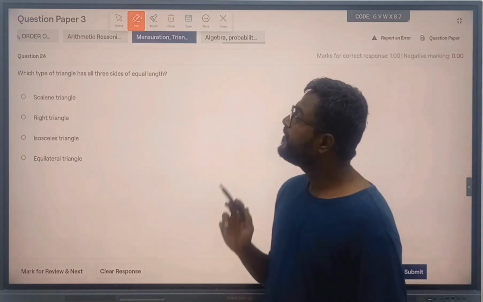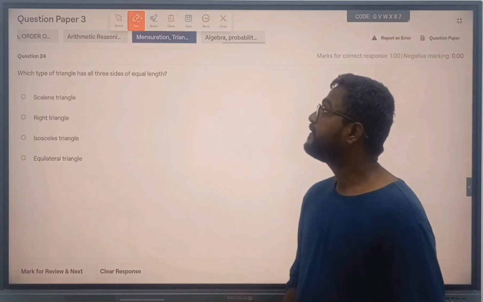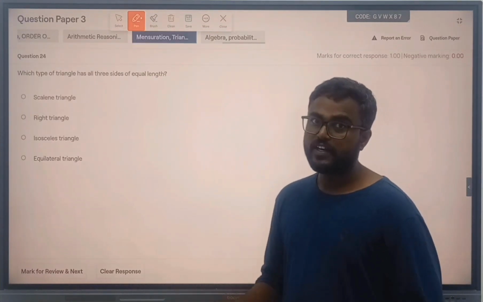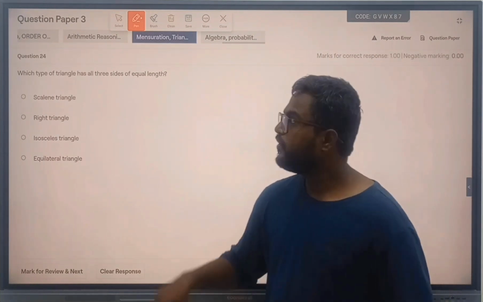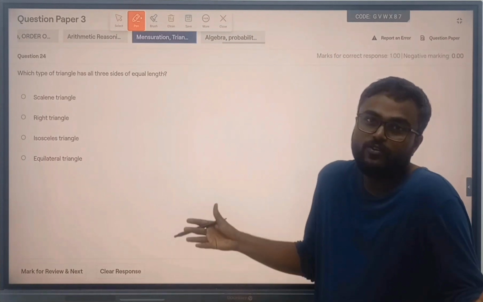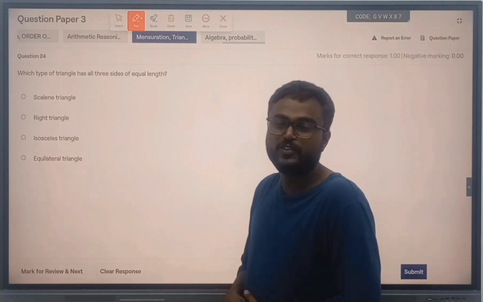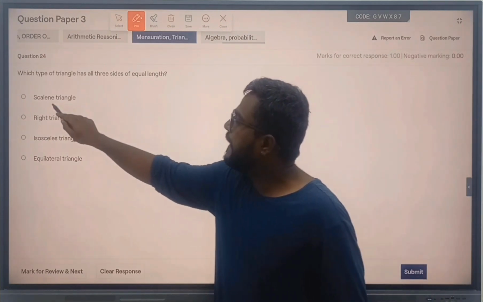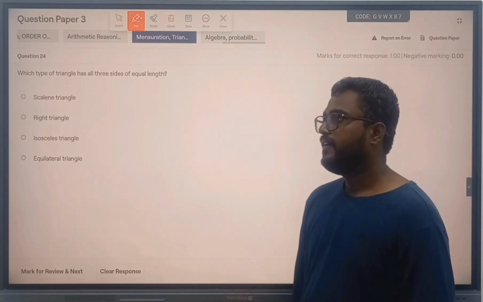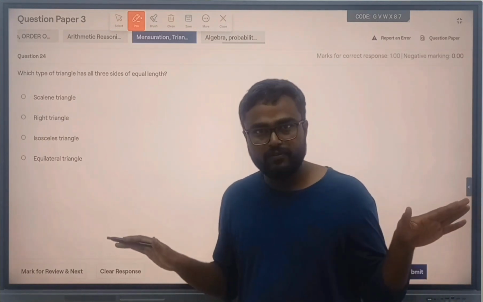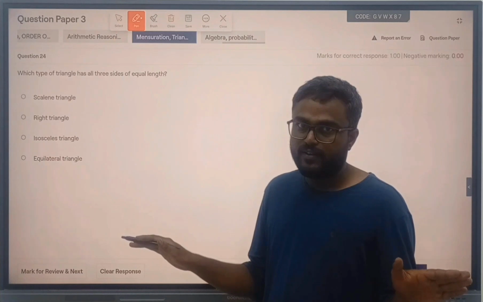Question says, which type of triangle has all three sides of equal length? That's very easy, which is equilateral triangle. But I'm going to explain to you about all the triangles because we got the chance because of this question. Okay, scalene triangle. So basically, scalene triangle has no side equal, no angle equal, right?